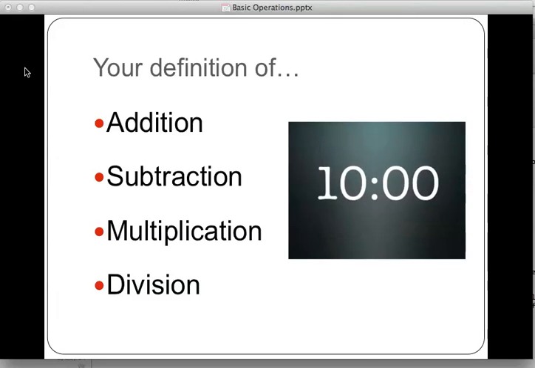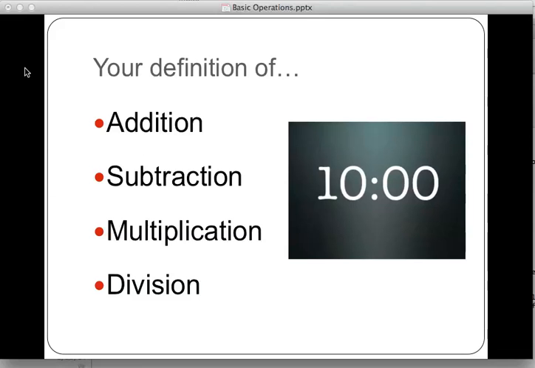In a typical class setting, what I've done in the past is given you about 10 minutes to write, even just as a group, a definition of addition, subtraction, multiplication, and division. And the reason I've done that is because most people can't do it.